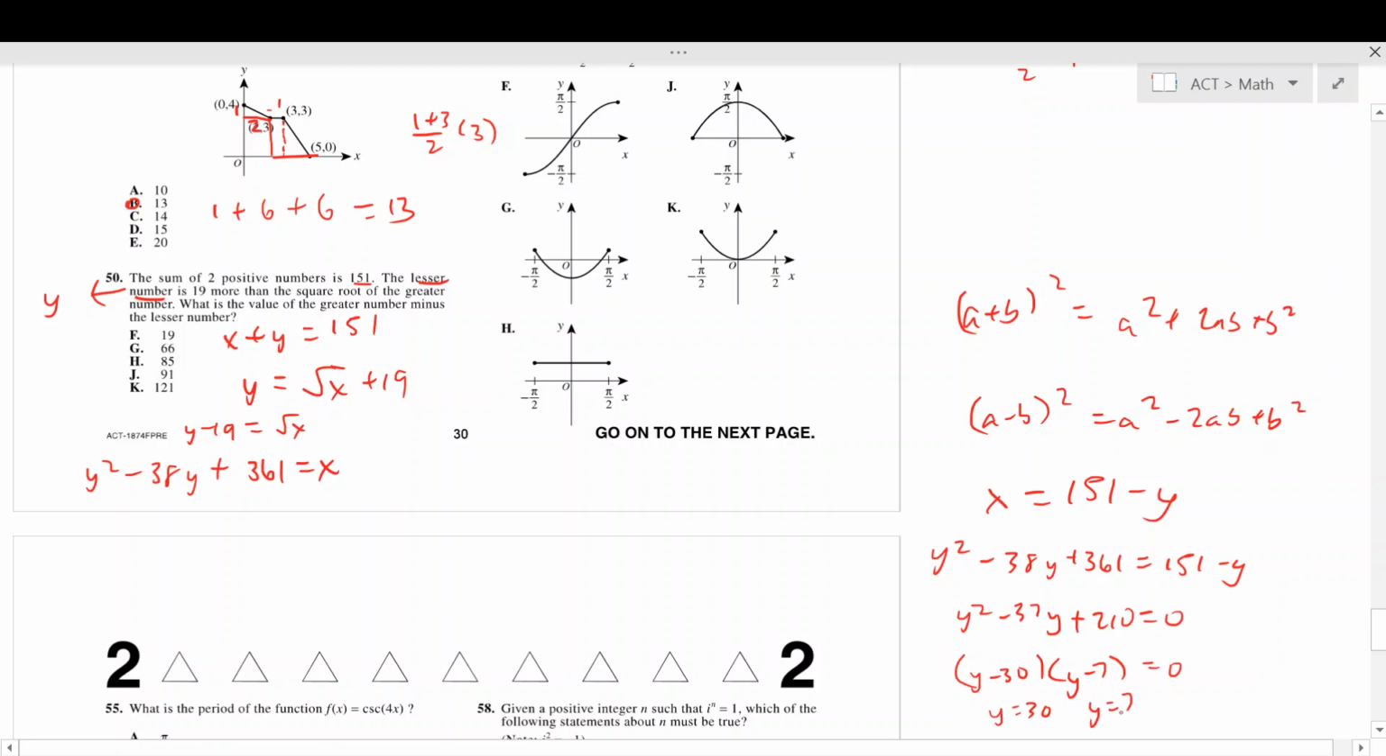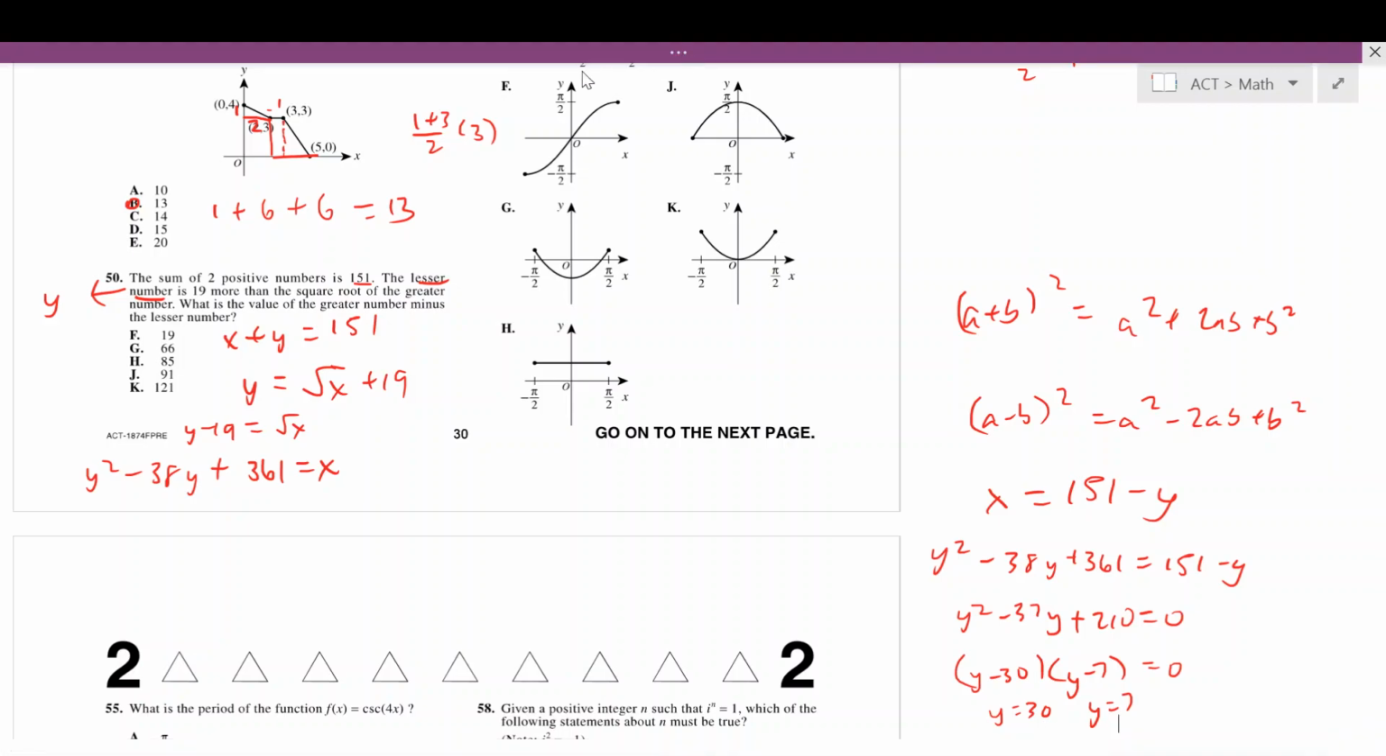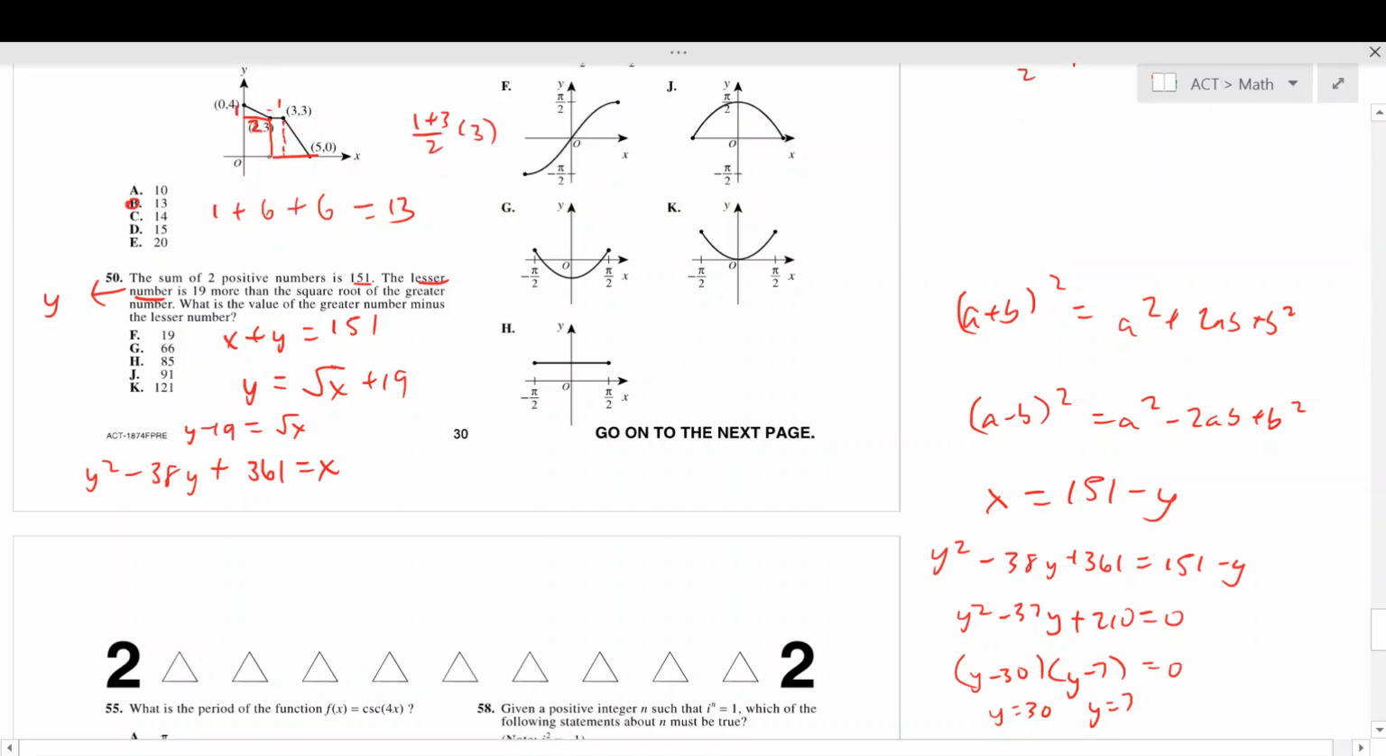So which one is it? Is it 30 or is it 7? Well, the lesser number, remember, I said was y. The lesser number is 19 more than the square root of the greater number. So if it's 19 more, it can't be 7, because if 7 were 19 more than something, that other number would have to be negative. Since it says only positive numbers here, that can't be right. So y must be equal to 30.